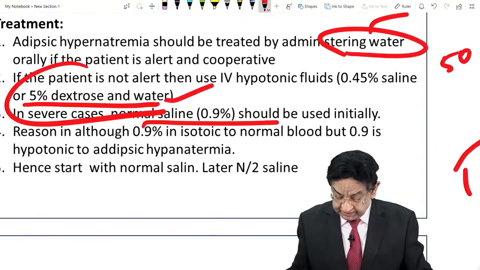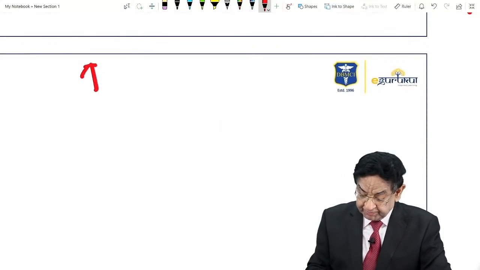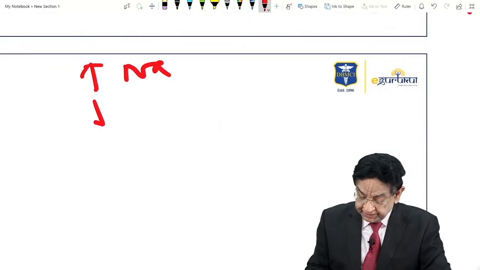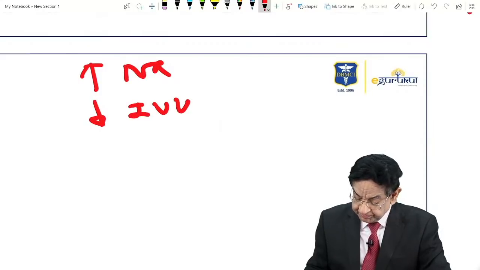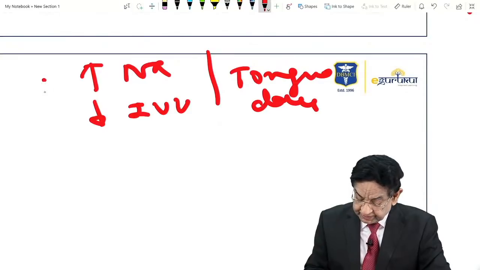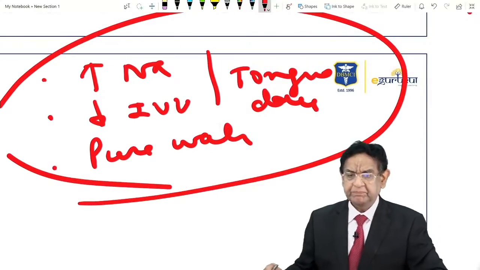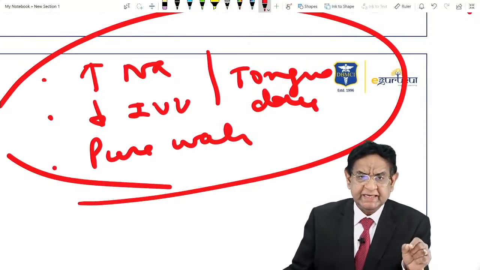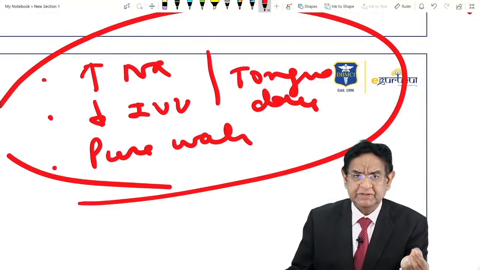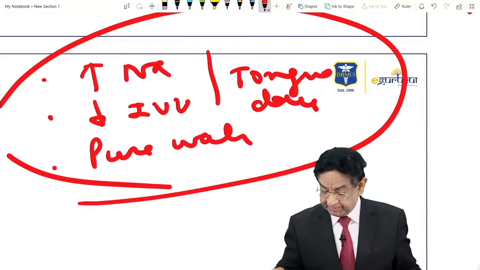Okay, right, sir? So what are the key words here? Hypernatremia, decreased intravascular volume, tongue dry. Treatment is pure water. That's all. Very simple. Pure water is the simplest thing I can say, but we can try 0.9% saline if the osmolality is very high. This is the summary of adipsic hypernatremia.